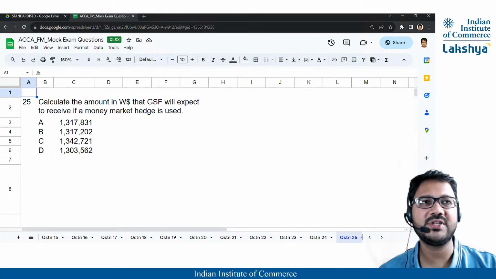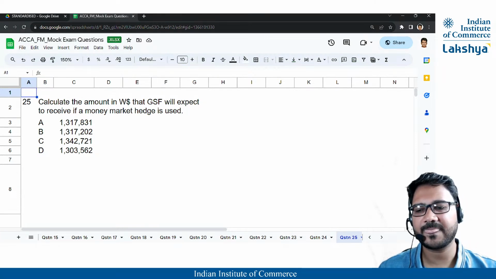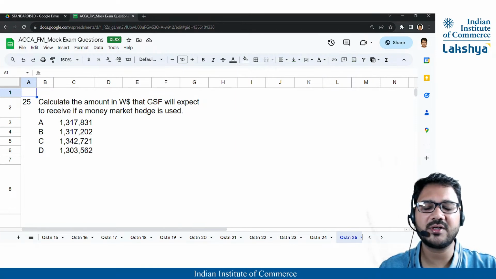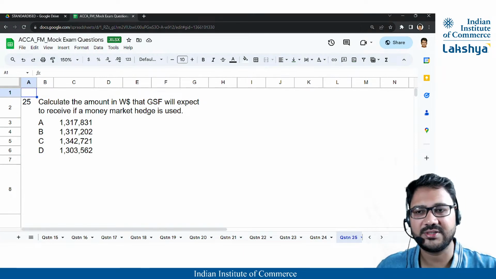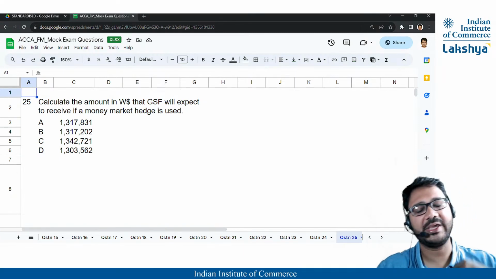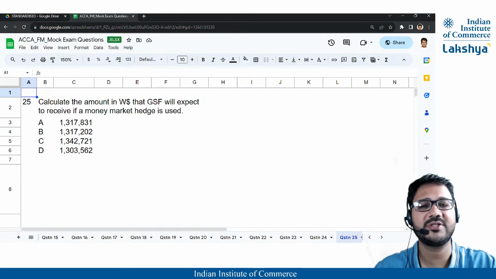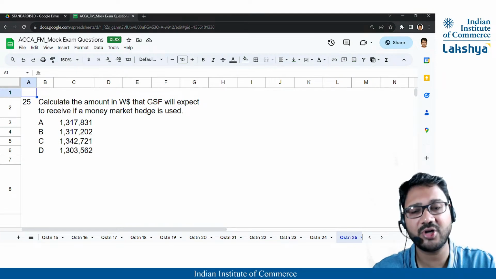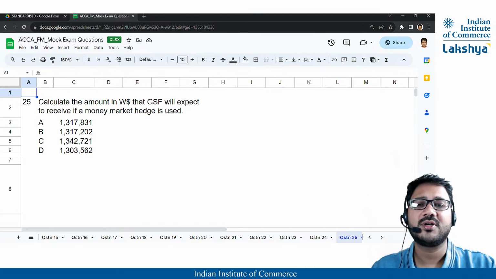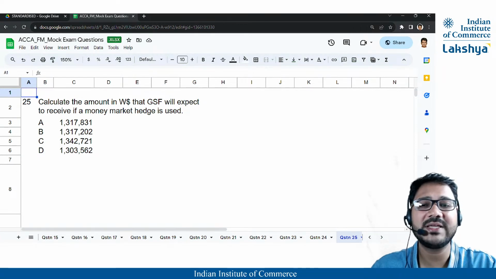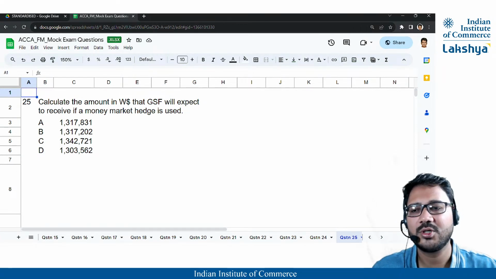To answer that, we need to ask whether we are going to receive the foreign amount or have to pay the foreign currency. In this case, we are going to export to some country in Germany. That means we are going to receive that 1.65 million euros. So today in Germany we are going to create an obligation, that is, we are going to borrow in Germany.